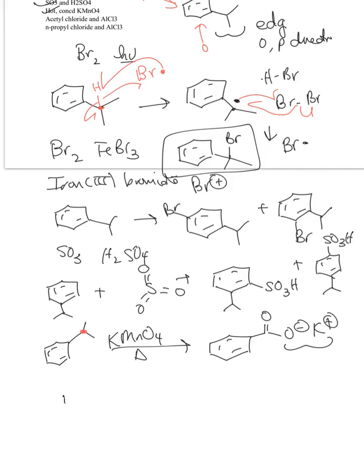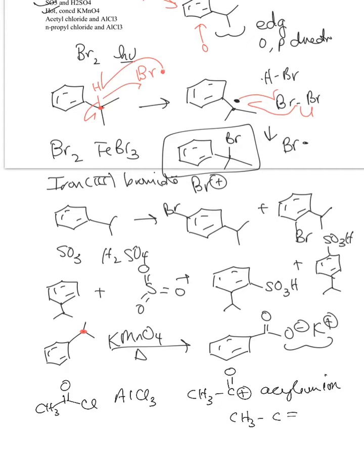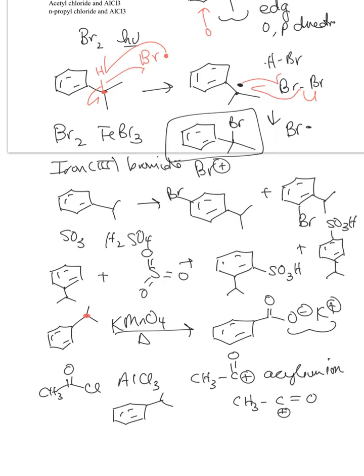Okay, acetyl chloride. Acetyl is CH3 carbonyl chloride, and aluminum trichloride. This is going to make our acylium ion. Now I draw it like that out of convenience, but this would be a linear type looking molecule. With the isopropylbenzene substituent, it's going to add to the ortho position. This is Friedel-Crafts, and you're going to get addition at the para position. So make sure you draw that ortho and para.